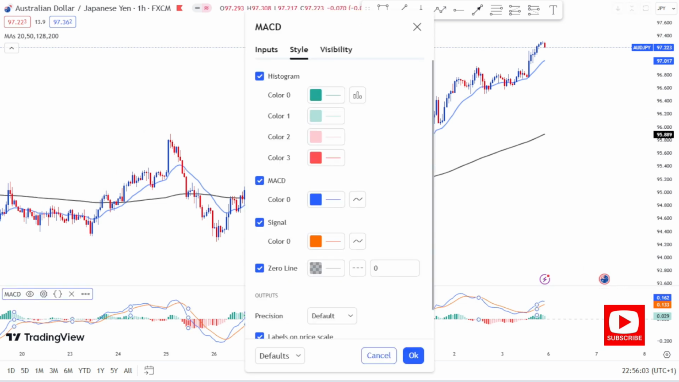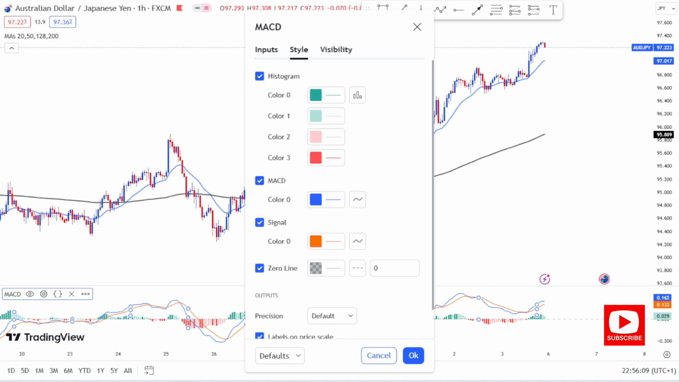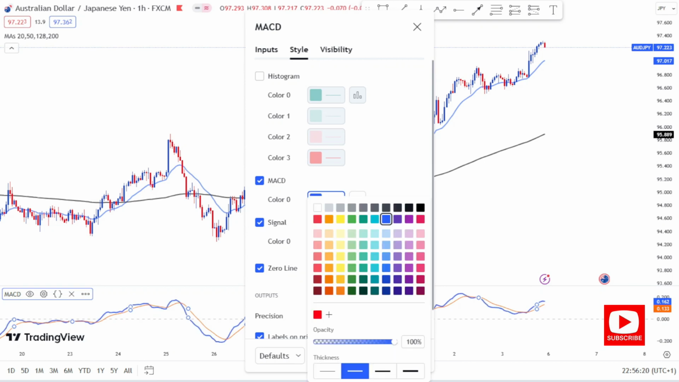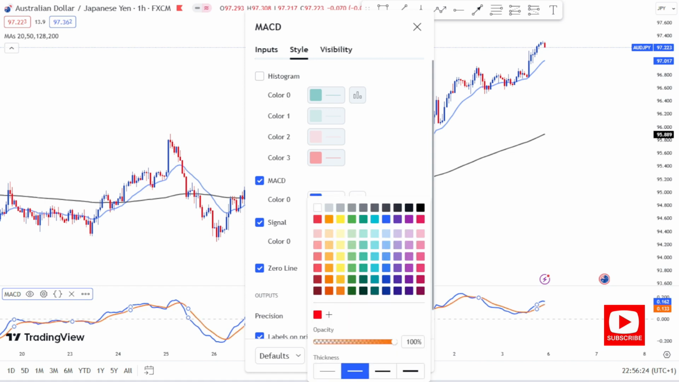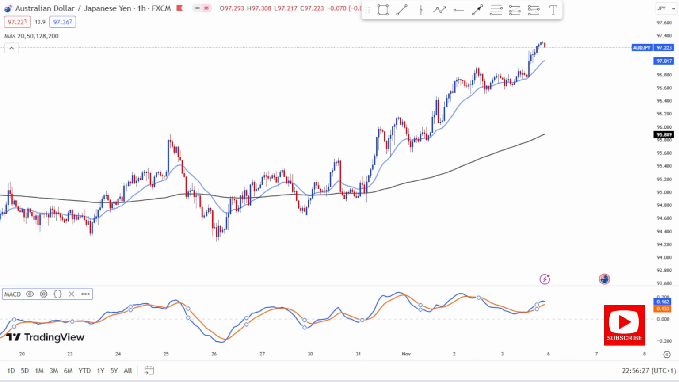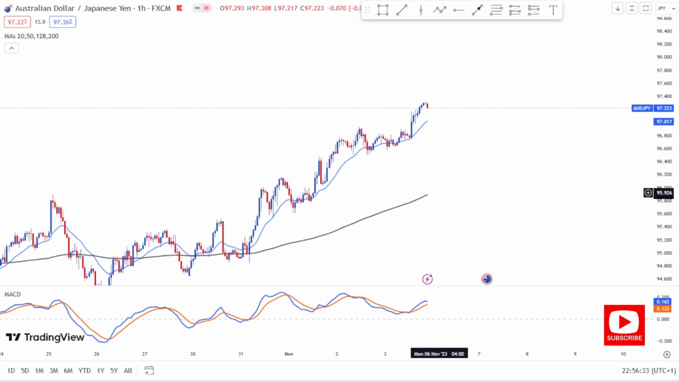We head over to the MACD settings, and in the inputs we are going to leave everything in the default settings, but we will go to the style and we will untick the histogram. That is because we won't be needing the histogram for this particular strategy. We are also going to be increasing the thickness of the moving averages in the MACD. So once done, we are going to have our charts looking better right now.